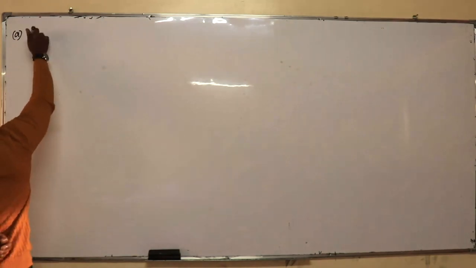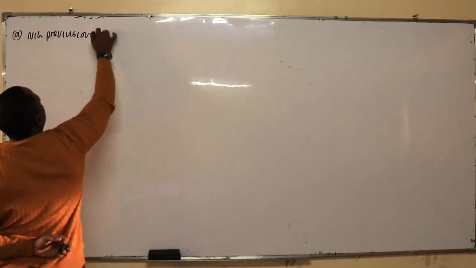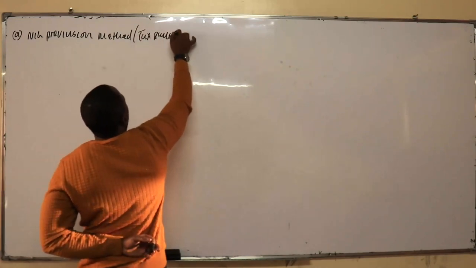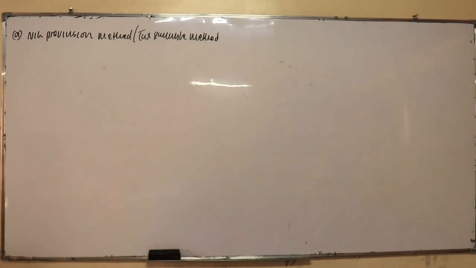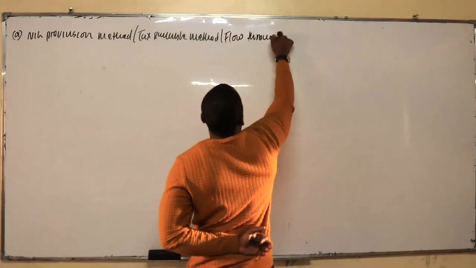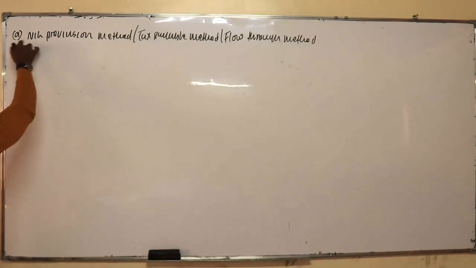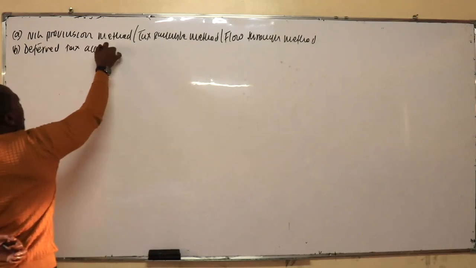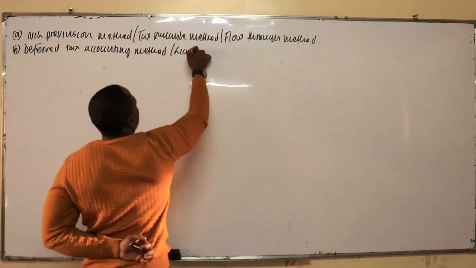Let me just explain. Number one, we have what we call the nil provision method, or tax payable method, or flow through method. And then number two, we have the deferred tax accounting method, also known as the liability method.